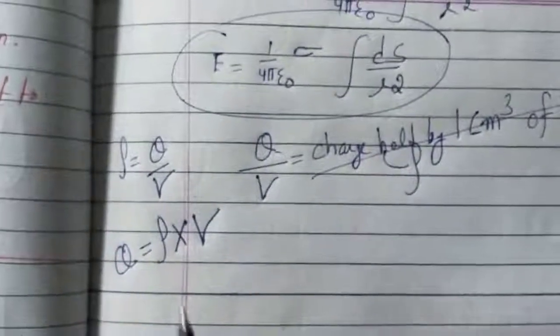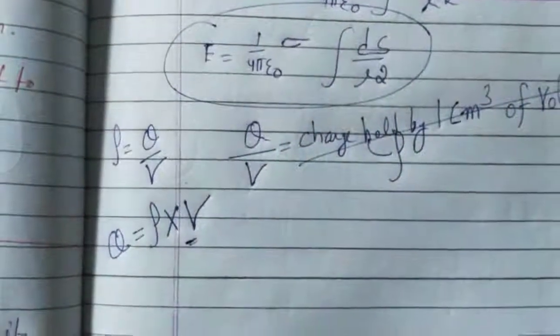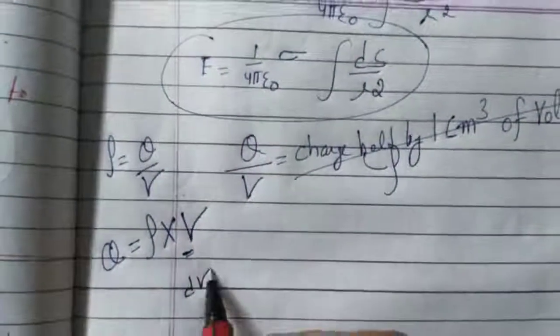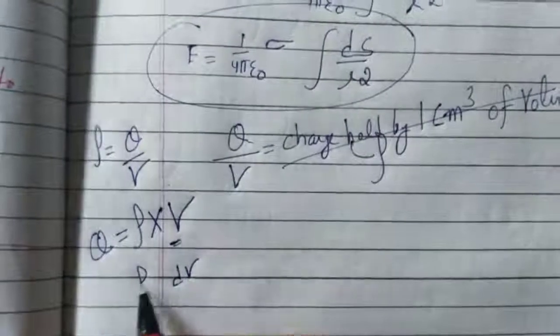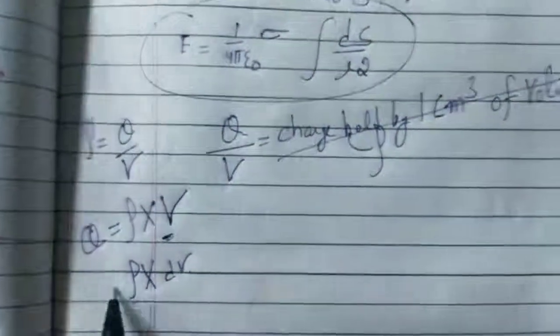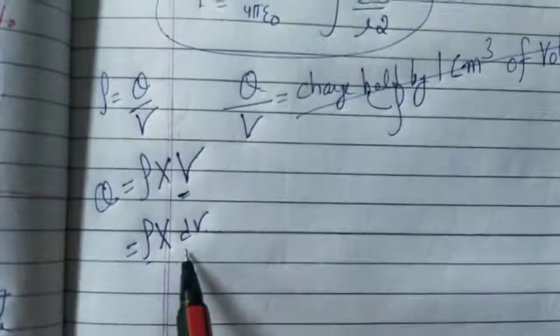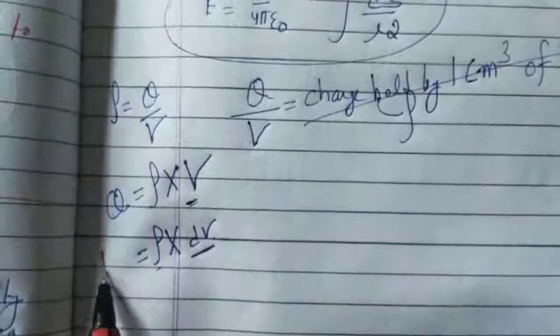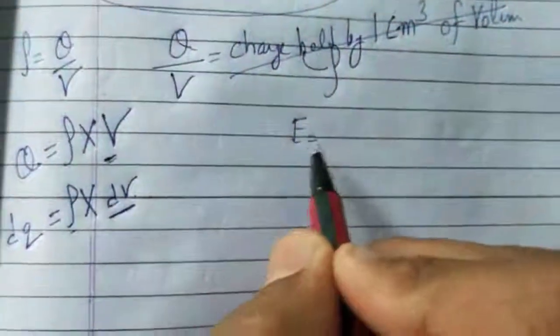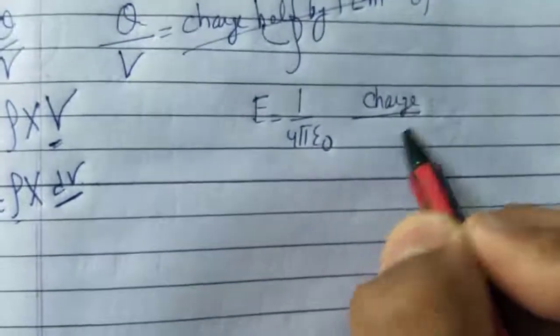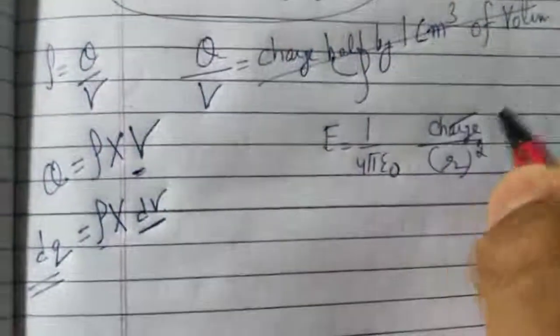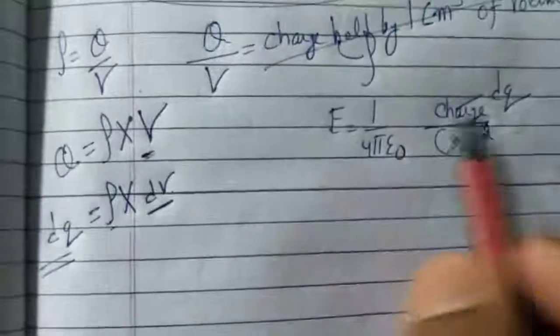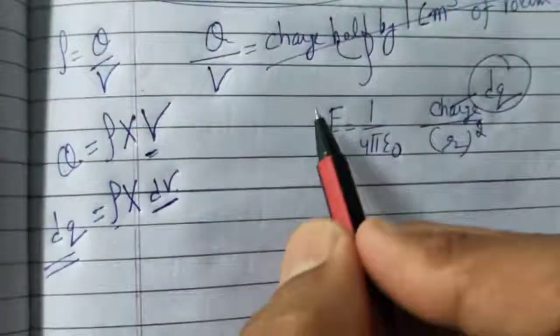But you will consider a very small volume, dV. And what is the charge in dV? Rho into dV. That means the charge due to the small dV is dQ. And what is the electric field intensity formula for a point charge? 1 upon 4 pi epsilon naught, charge upon distance square, r squared. What charge will we take? We will take only a small charge, and the value of the electric field due to this small charge is a small electric field.